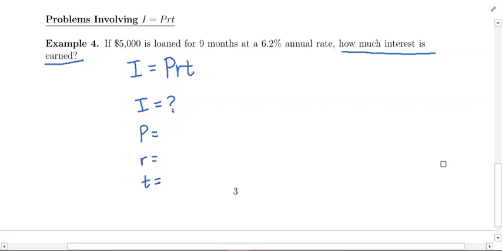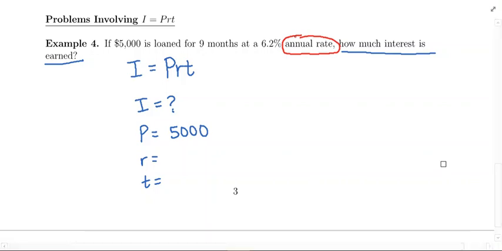It says if $5,000 is loaned. That's going to be your P value, the amount you borrowed. So P is 5,000. Then for the interest rate, look for the percentage. You see the phrase annual rate. All the interest rates are going to be annual rates. You do not need to do anything with that information. Just look at the percentage and turn it into a decimal.